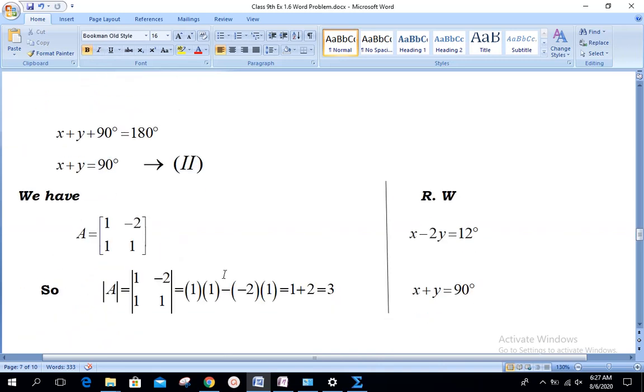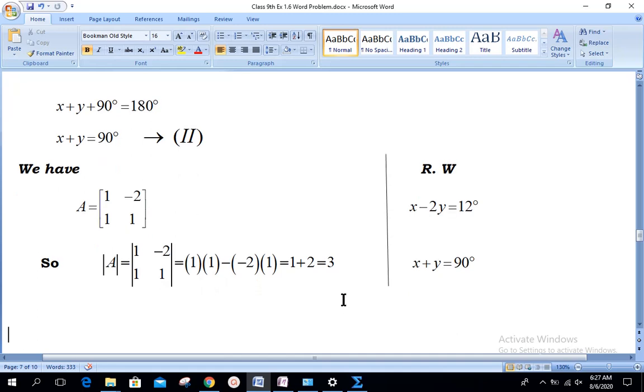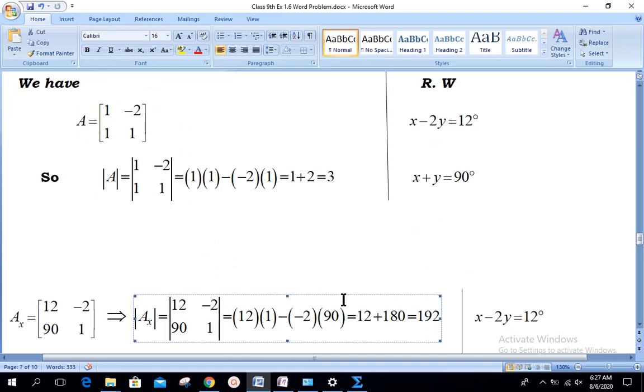I will convert them into matrix form. First of all, here I have written for your easiness, 1, 1 is my first column, whereas minus 2, 1 is my second column. Making matrix A, I calculated the A determinant, order of determinant you already know, and the answer becomes 3. Next job is to formulate AX and calculate the AX determinant.